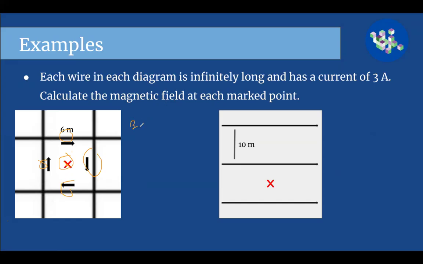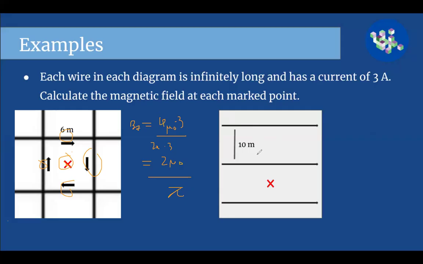So B total equals 4 times each individual B field. It'll be mu 0 times the current, which is 3, divided by 2 pi r. So 2 pi times the distance from the point, which is 3 meters. Okay, we're good. So we'll be getting 2 mu 0 divided by pi.